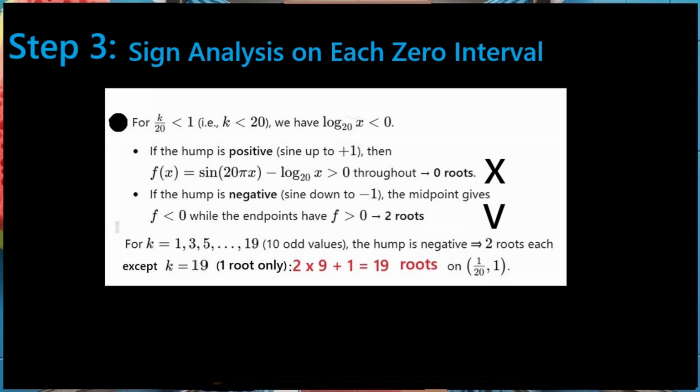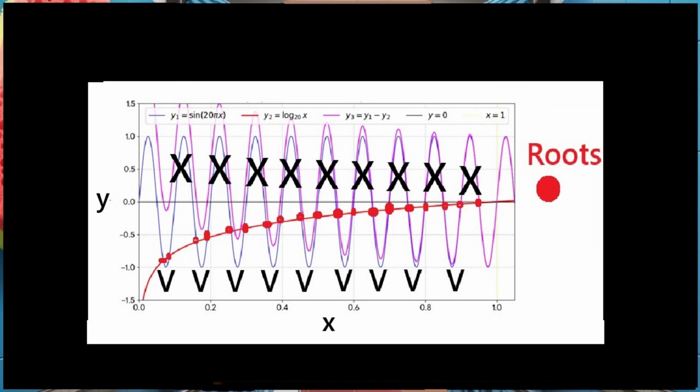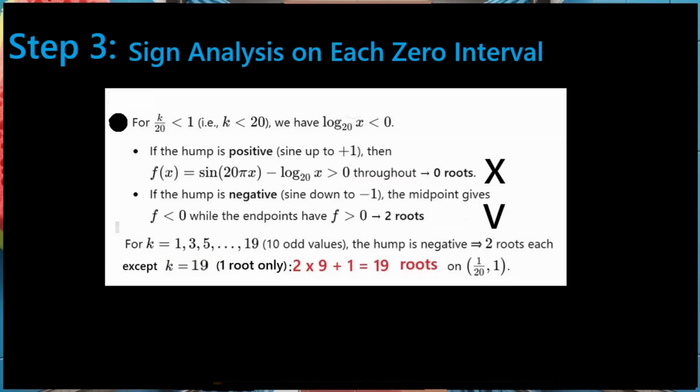Now we arrive at step 3, performing a sign analysis on each zero interval. When the integer k is less than 20, the logarithm value is negative. If the hump is positive, the sine curve rises up to the positive 1, then the entire difference function stays above 0, so there are no roots in that interval. If the hump is negative, the sine curve dips down to the negative 1, then the midpoint gives a negative value, while the endpoints give positive values. This guarantees two roots in that interval.